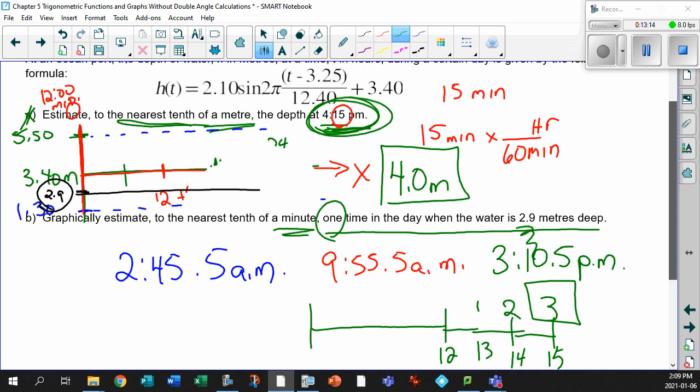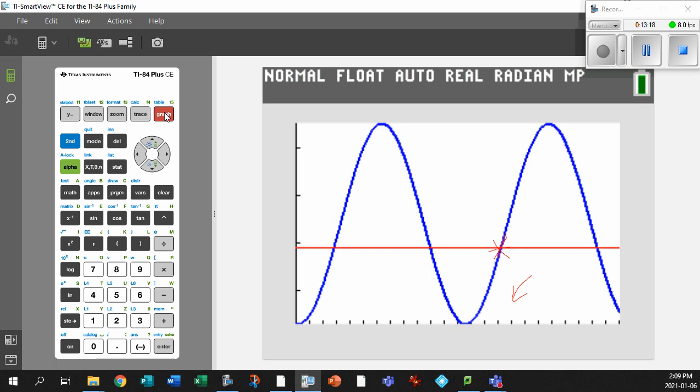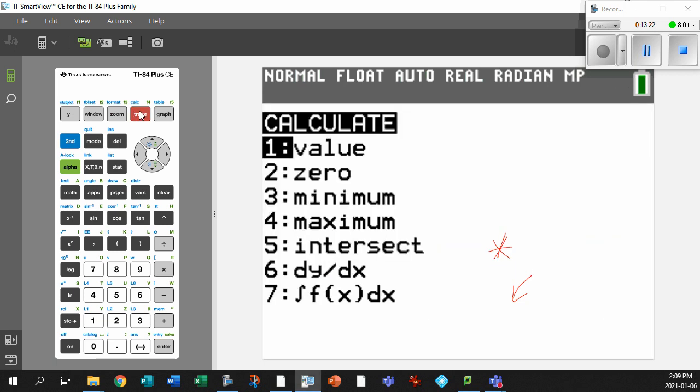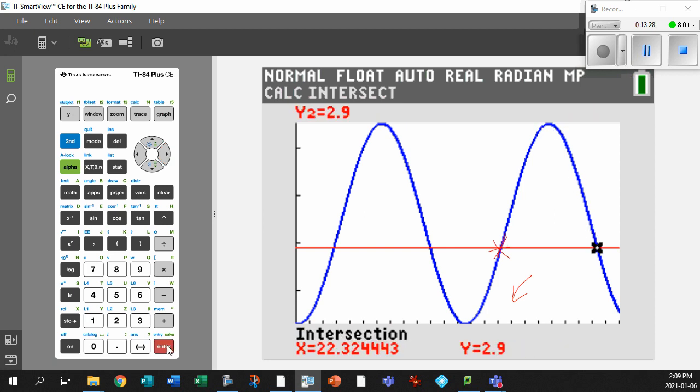We got one left to figure out. Woo! This is a long podcast. Sorry about that. Okay, here we go. Second calc, let's find the last intersect. Enter, enter, enter, and we're at, oh, look at that. That's now at 2.9. The intersection's at 22.3 at 2.9 meters. Okay, so what is 22.3? That's getting close to midnight because we're on a 24-hour clock, right?